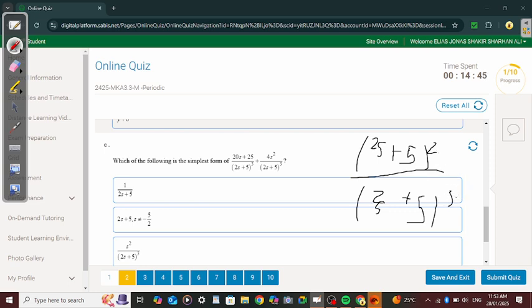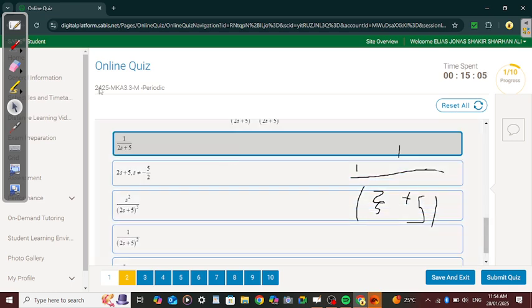The 3 minus 2, that'd be 1. Remove this. 1 over, 3 minus 2 is 1, so 1 over 2s plus 5. That's the answer. It is.